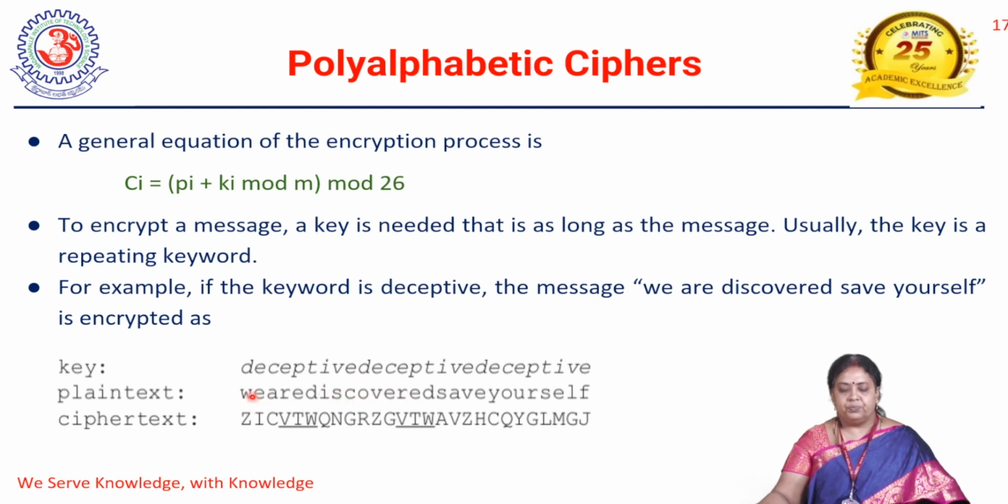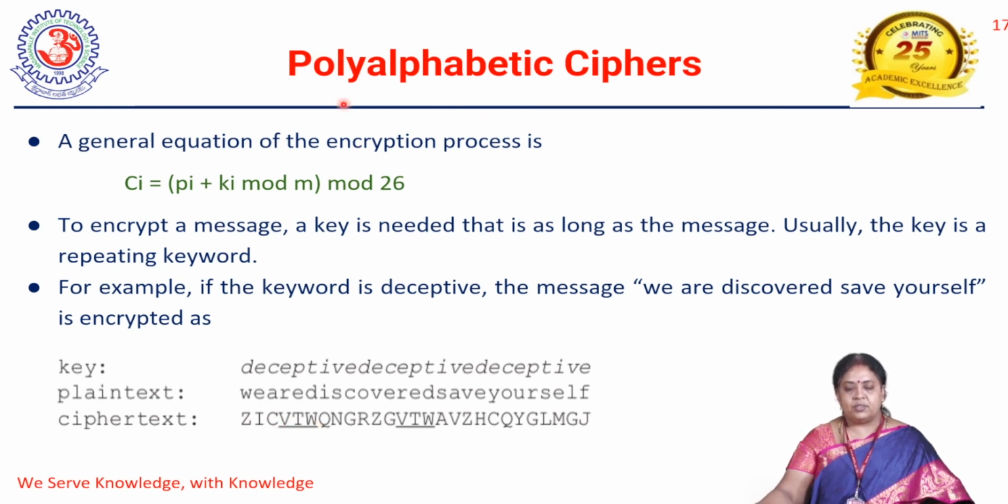W is substituted by Z, E is substituted by I, A is substituted by C. Like that we have to substitute. So A, B, C, we are going to substitute by C. That way we are going to get different letters. For example, here E is there. For this E we have substituted I, but for this other E we substitute T. Why? Because the key is P. The key is P, so we substitute with T. Like that.